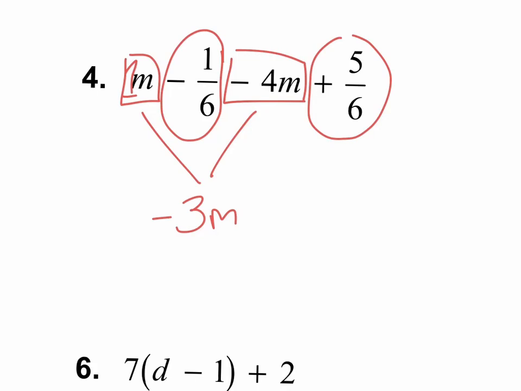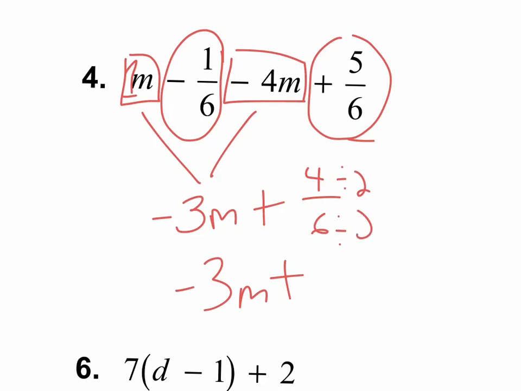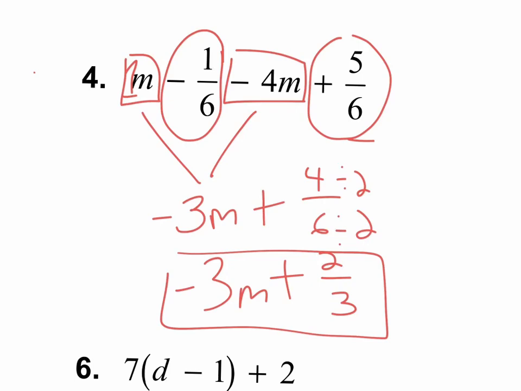Then 5/6, negative 1/6, so opposite signs we subtract. 5 minus 1 is 4. We have 4/6, and positive is bigger. 5/6 is bigger than negative 1/6, so we keep the positive. And then let's go ahead and reduce this all the way. 2 goes into 4 and 2 goes into 6, and so this becomes negative 3m plus 2/3. Alright.